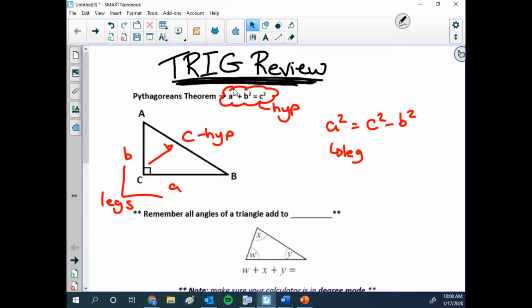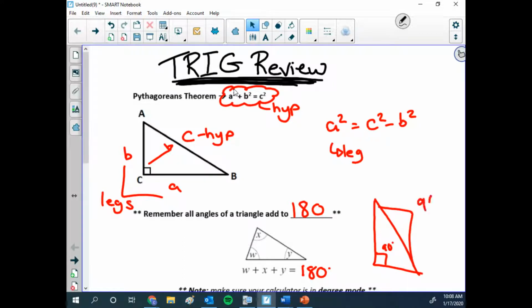Another basic rule that we review from other grades is that all of the angles of a triangle always add up to what? 180 degrees, right? So whether it's a right angle triangle, obtuse, acute, whatever type of triangle it is, all of those angles will always add to 180. But because we are generally dealing with these 90-degree triangles, that means these other two angles will always have to add up to 90 degrees as well, right? So you can look at that either way.